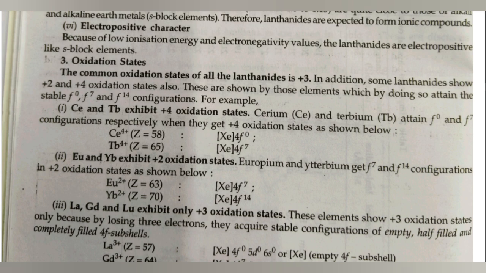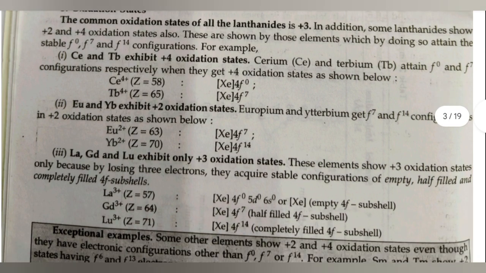Oxidation state. The common oxidation state of all the lanthanides is +3. In addition, some lanthanides show +2 and +4 oxidation states also. These are shown by those elements which, by doing so, attain the stable f0, f7, and f14 configuration. For example, cerium and Tb exhibit +4 oxidation state. Cerium and terbium attain f0 and f7 configuration respectively when they get +4 oxidation state, as shown below.